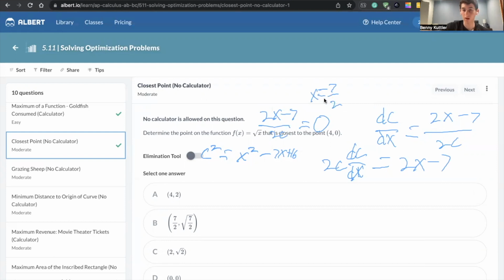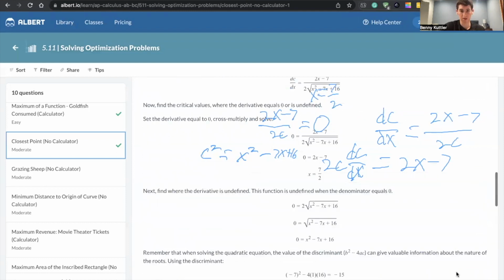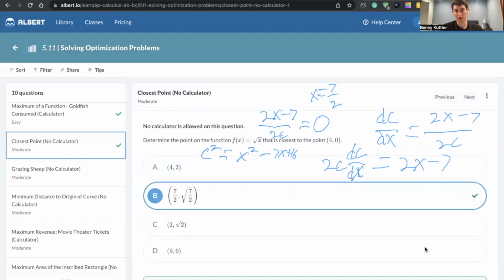And now we plug this back into the original function to find the y value. So f of 7 over 2. And then since this is just the square root of whatever our plugged in value is, then it's just the square root of 7 over 2. And we end up with b. So this is kind of similar to related rates in the way that you go about doing it. You think about what general formula can show the relationship between these two values. And you can find when you're getting closer and then farther by setting the derivative equal to 0, kind of like related rates.